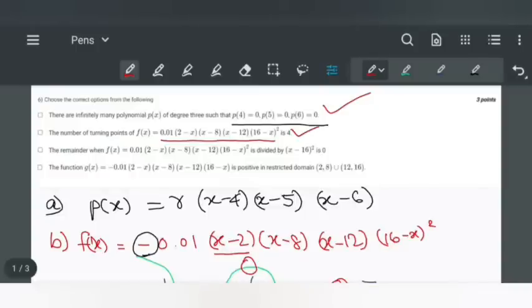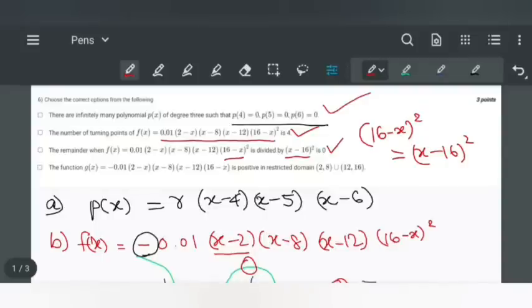Third option, the remainder when f of x is divided by x minus 16 whole square. You can see that the 16 minus x whole square term is available in f of x, and you also know that 16 minus x whole square is x minus 16 whole square. There is no change in it. So on dividing that we get a perfect answer, meaning the remainder is 0. Hence the third option is also correct.